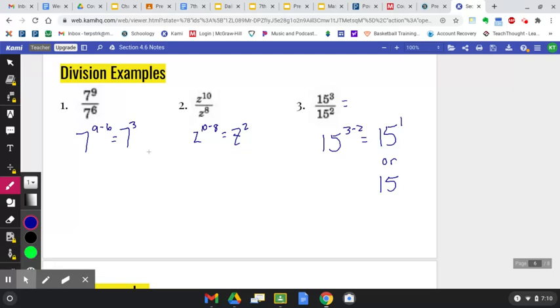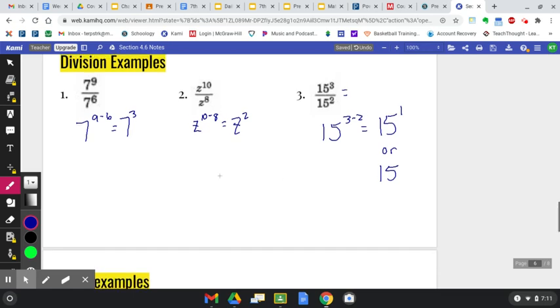All right, so here in number 1, we had 7 to the 9th over 7 to the 6th. So, right, exponents are 9 and 6. Subtract them, you get 7 to the 3rd. Here in number 2, we had z to the 10th over z to the 8th. Subtract, you get z squared. And then here in number 3, 15 to the 3 minus 2, right, is 15 to the first, or just 15. Okay, remember, when it's an exponent of 1, you don't have to write it.